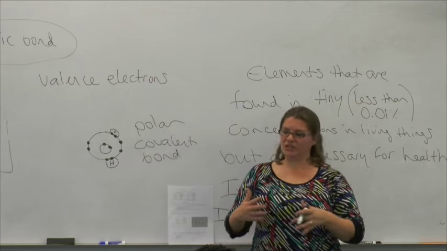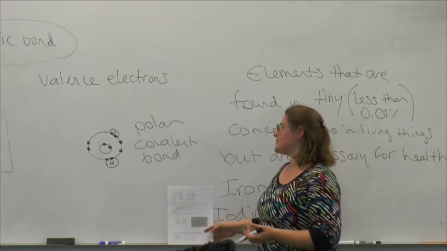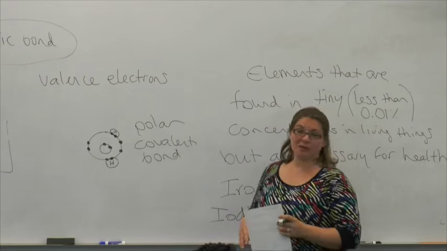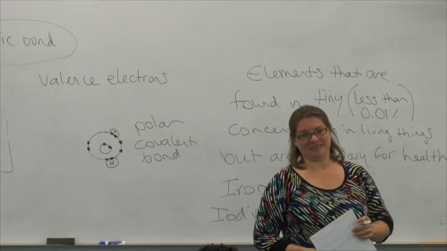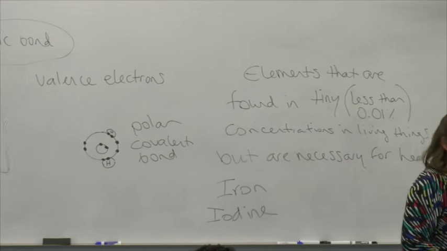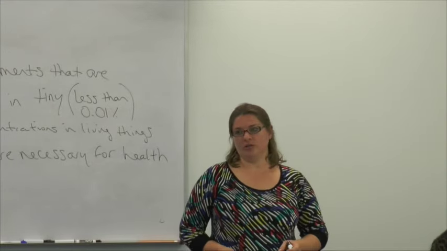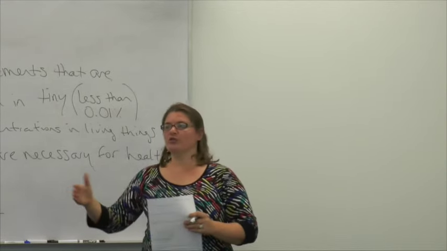Okay, that's more of a distinction you get into in a chemistry class. I more so just want you guys to know the difference between an ionic and a covalent bond. Okay, covalent bonds, electrons are shared. Ionic bonds, electrons are donated and received.